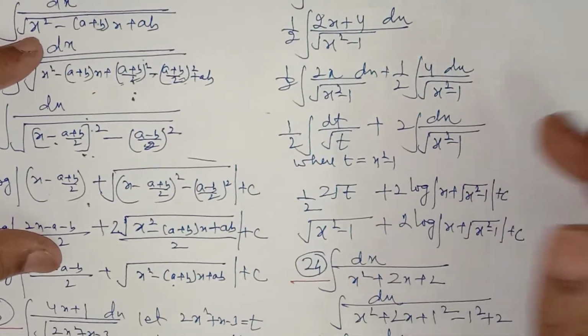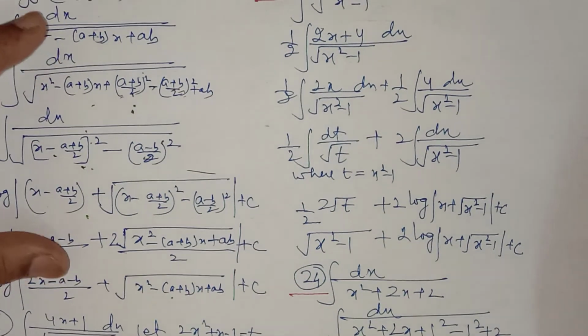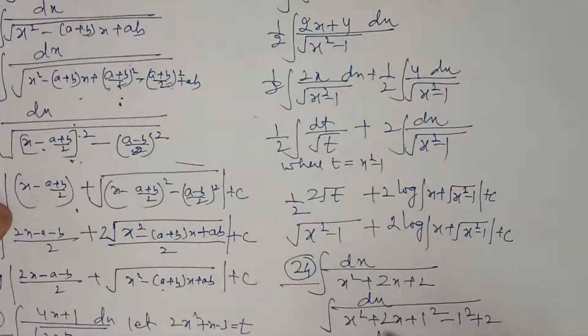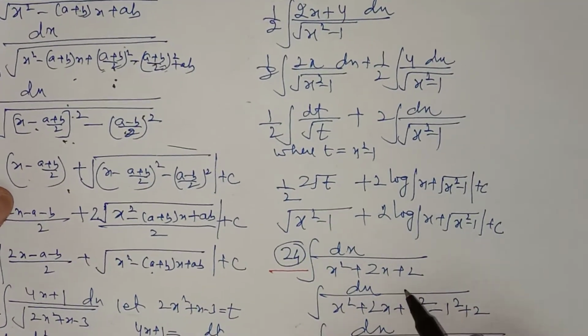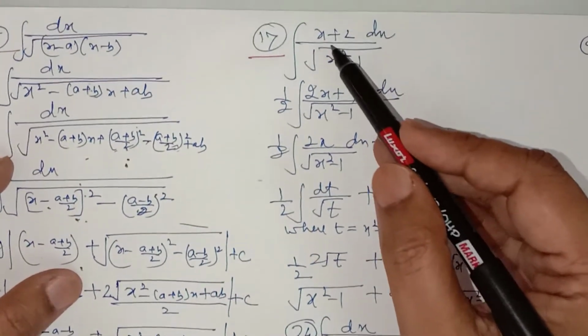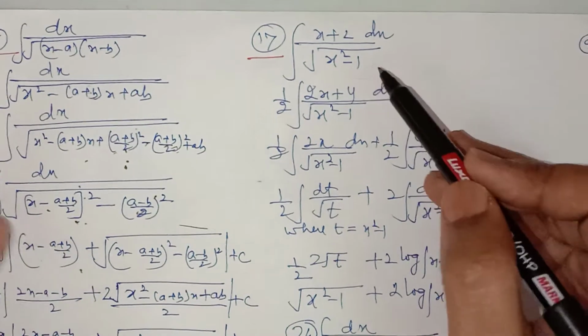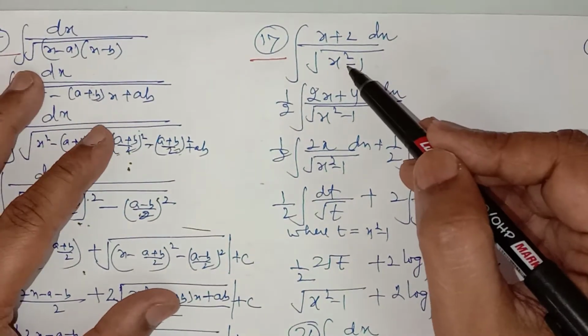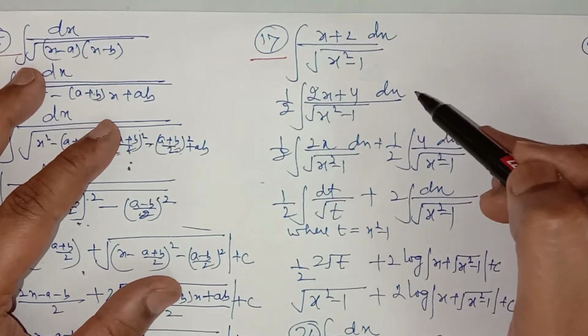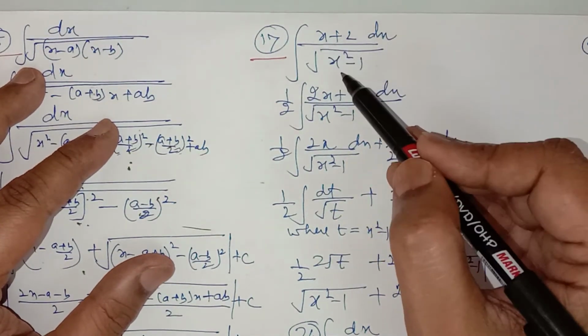Now after that we have come to the questions which will be known as linear upon quadratic type questions. Linear upon quadratic. Question number 24 you can try yourself by making the perfect square. This is linear upon quadratic. Whenever you get a question of linear upon quadratic, what you have to do is make the derivative of the quadratic in the numerator and break into 2 integrations. It is a linear upon quadratic type question.